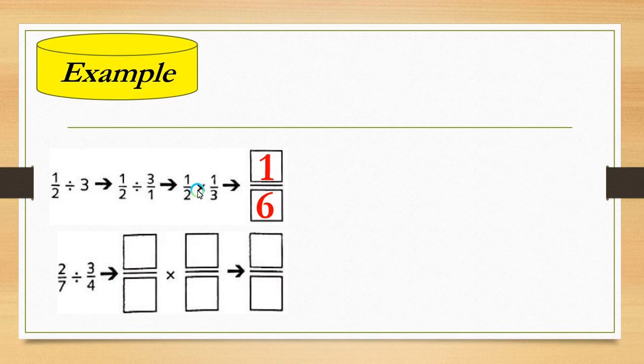So going to my second question, 2/7 divided by 3/4. I will follow the same rules. First, I keep the first fraction, 2/7. Second, I change the division to multiplication and flip my last fraction, 3/4 becomes 4/3. After that, I will multiply 2 by 4, which is 8, and 7 by 3, which is 21. Is it clear?